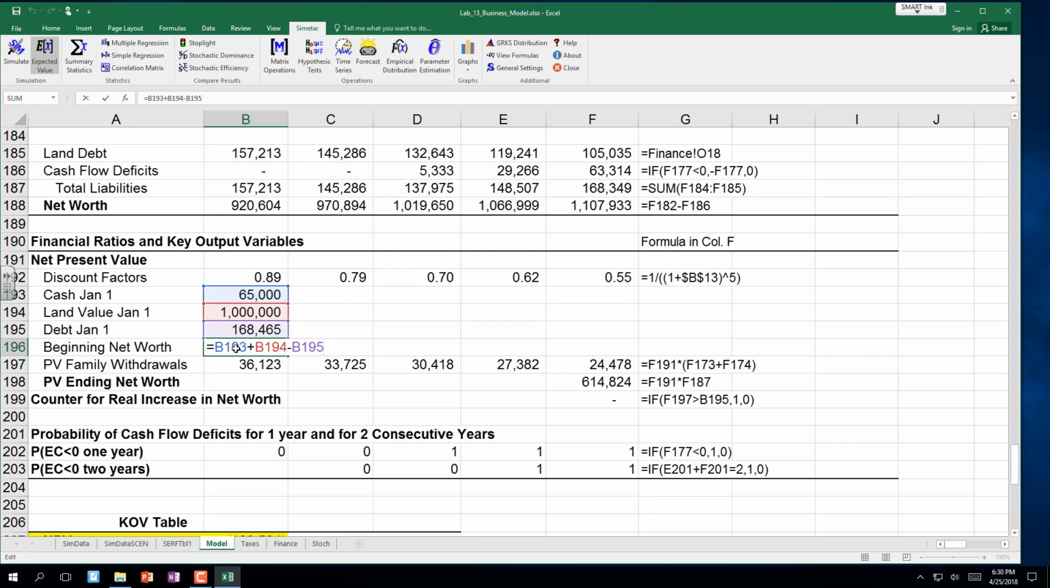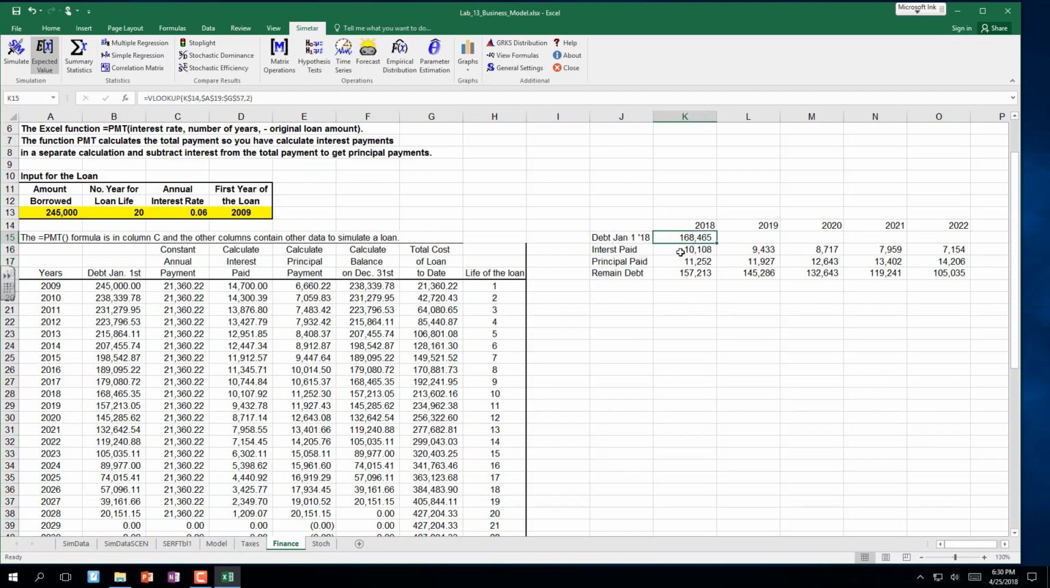So, in that beginning net worth or that beginning debt, it comes from over here in finance. It's that number there. Now, okay, if we're simulating year 2018, it says explicitly up here that debt on January 1st is in this column. So you come over to 2018 and sure enough, that's it. Okay. Now, the VLOOKUP will take care of that if you program it correctly.